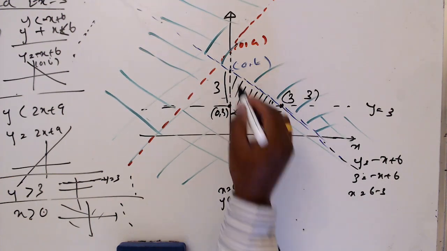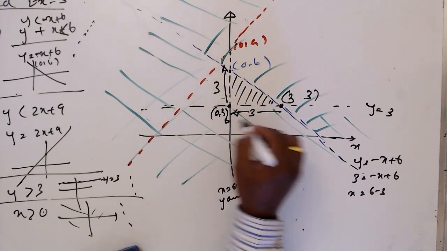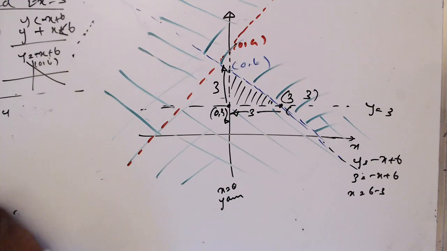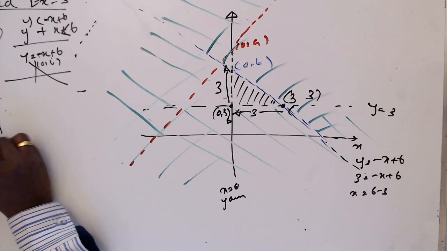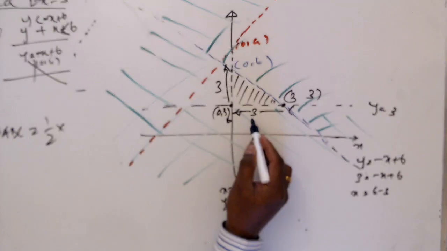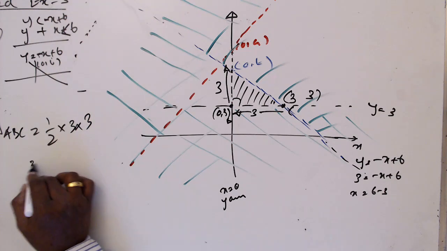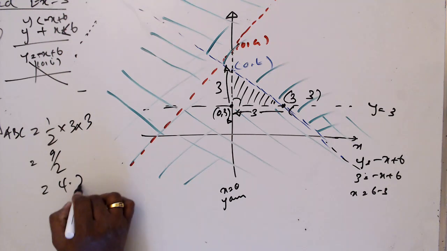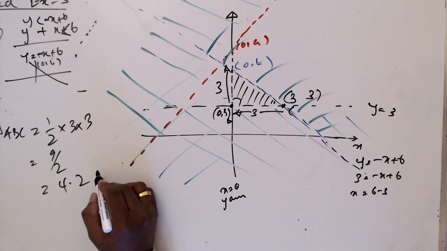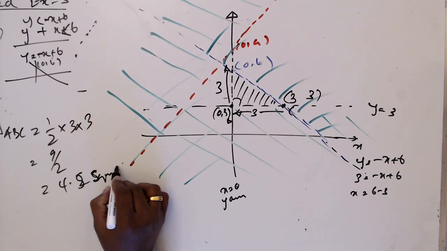Now this is a triangle ABC. The area of triangle ABC is half times base, which is 3, times height, which is 3. That is 9 over 2, 4.5. The area is 4.5 square units.